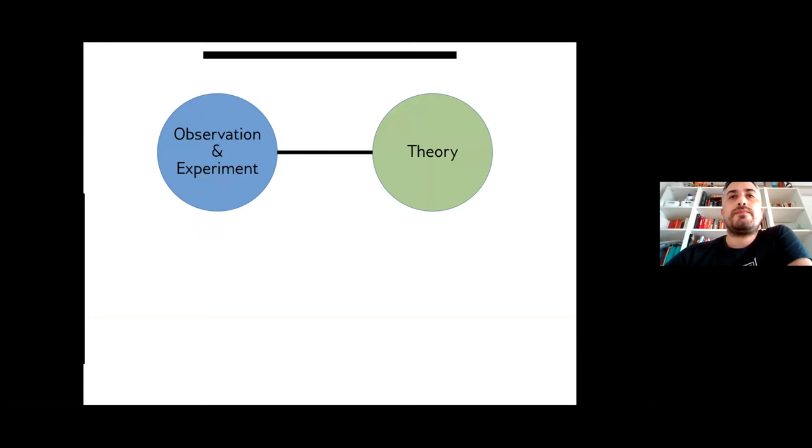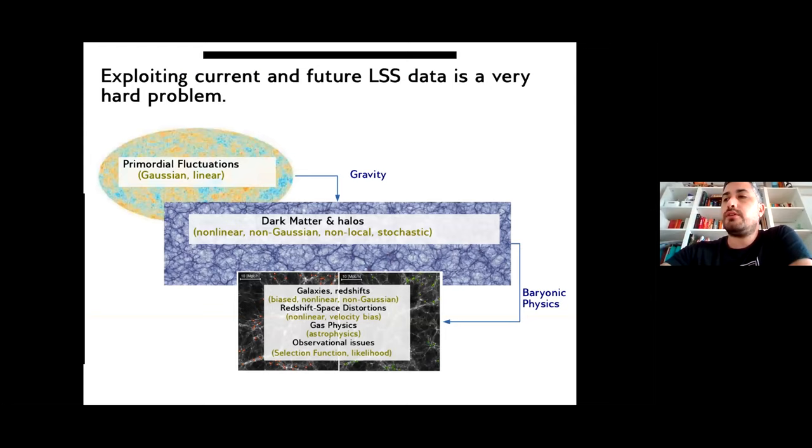But the problem is that the theory for LSS is very, very complicated, right? In the CMB, we had essentially only linear theory describing the initial Gaussian fluctuations. So it's physics that we know how to write and solve very, very accurately.